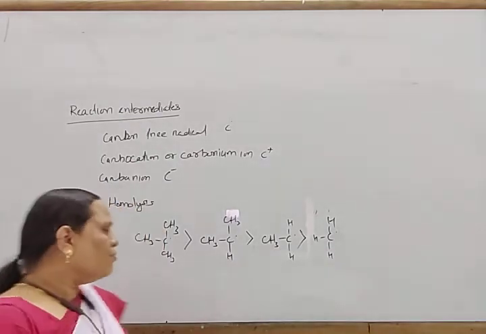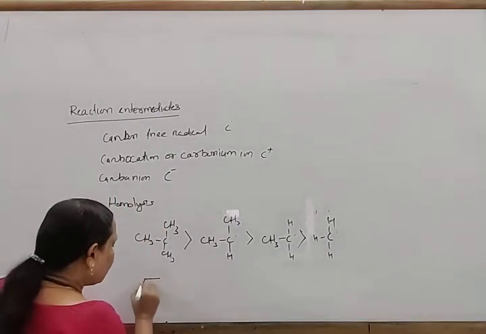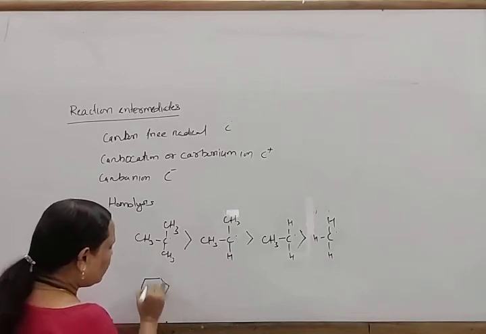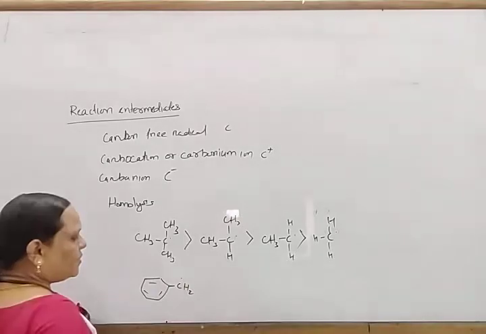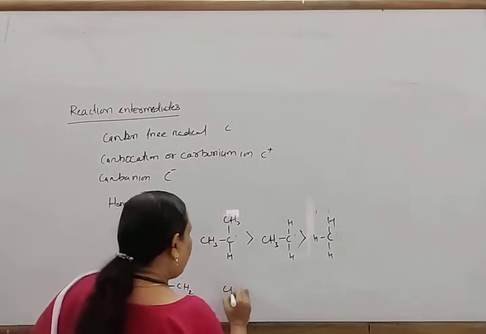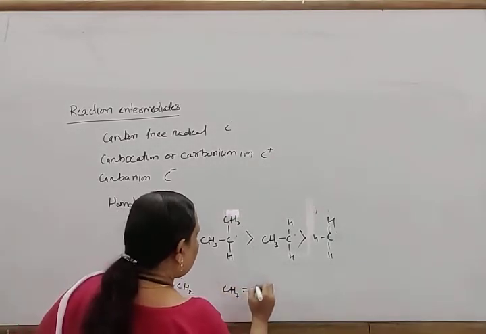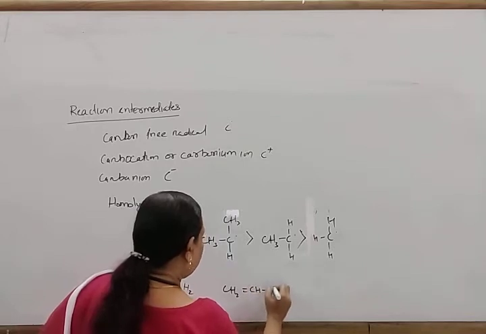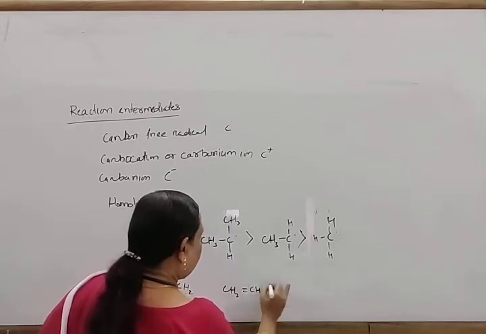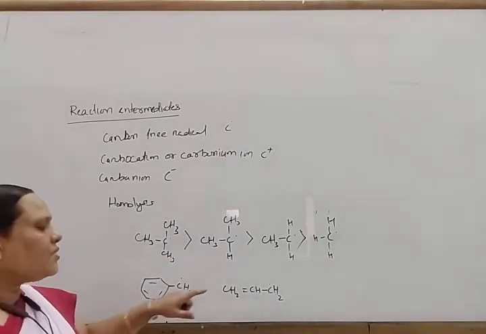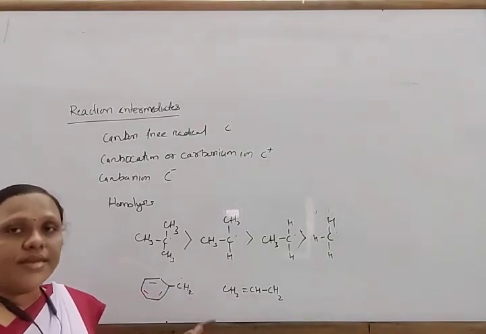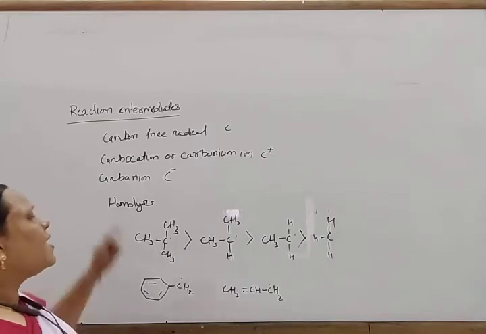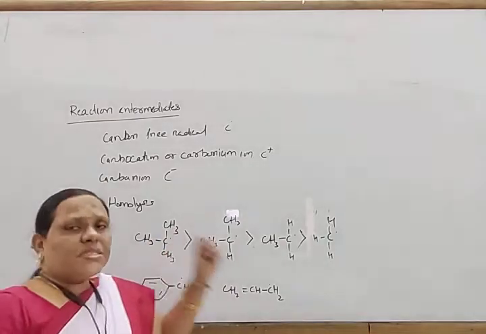These are also more stable. Suppose this is your benzyl free radical, CH2 dot, and another, allyl, CH2 double bond CH and CH2. This is the allyl free radical. These free radicals are again more stable, and that is due to resonance. Okay, next one. What is the structure of this free radical?